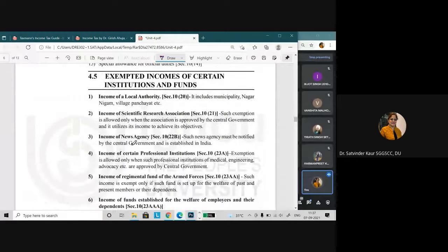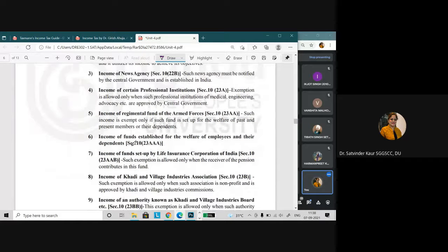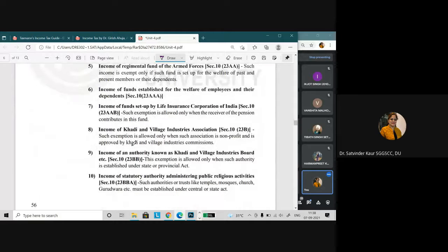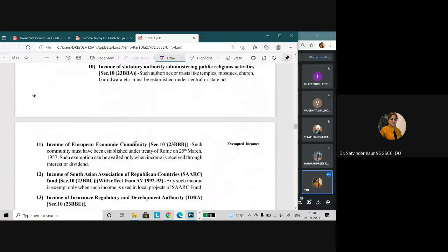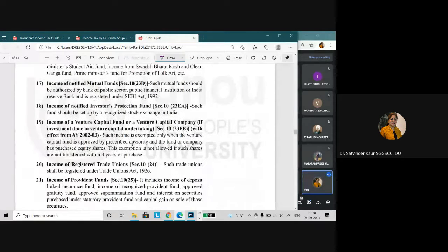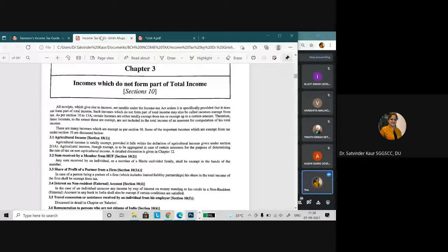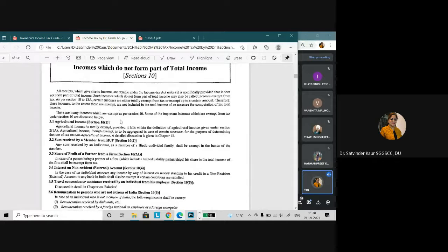And in case of income of certain institutions and funds, there come the local authority, scientific research association, news agency, professional institutions, armed forces, or khadi and village industries. So in these cases or institutions, the income is going to be exempt. So you just have to remember three, four institutions, or you can just have a look at these. In your book, these institution details are not given. Here you can just have a look.